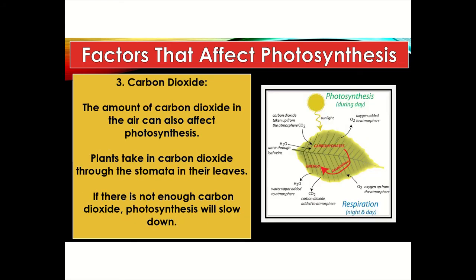3. Carbon dioxide. The amount of carbon dioxide in the air can also affect photosynthesis. Plants take in carbon dioxide through the stomata in their leaves. If there is not enough carbon dioxide, photosynthesis will slow down.